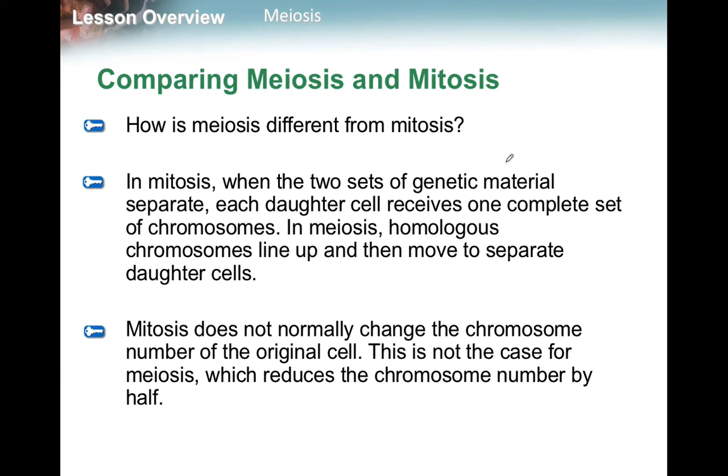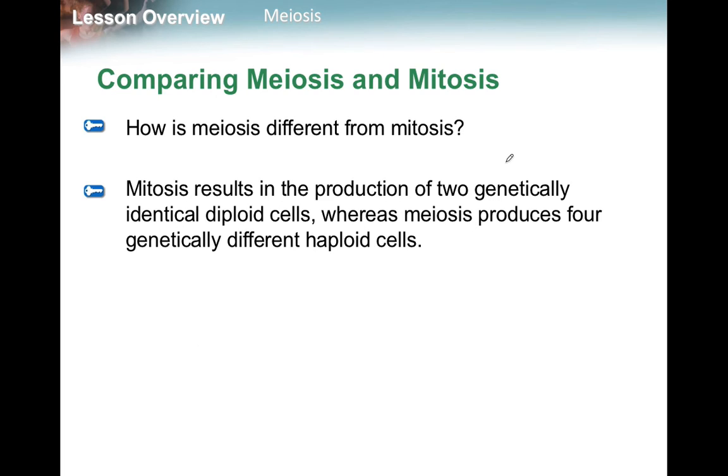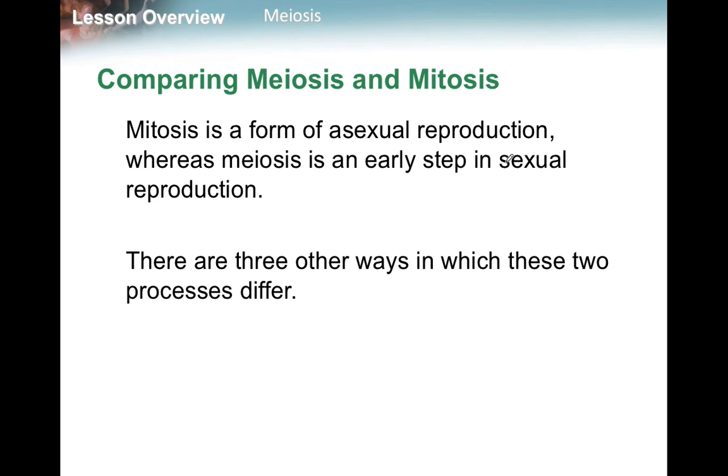Mitosis does not change the number of chromosomes in the original cell. Again, it basically just makes a carbon copy of itself. Mitosis makes a copy of itself, and you end up with 2. Meiosis, you end up with 4. They're all genetically different, and they are haploid cells.